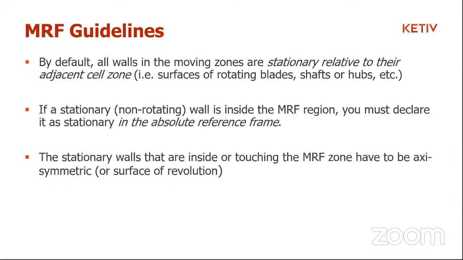So whatever stationary walls you have inside your moving reference frame zone or touching the moving reference frame zone, they need to be axisymmetric, or they need to be a surface of revolution, so that the relative velocity between any point on the moving blade and that stationary zone is always the same. If it is not always the same, then it cannot be a steady problem, right? And then you'll have to do it the standard way, the transient way in which the mesh is moving.